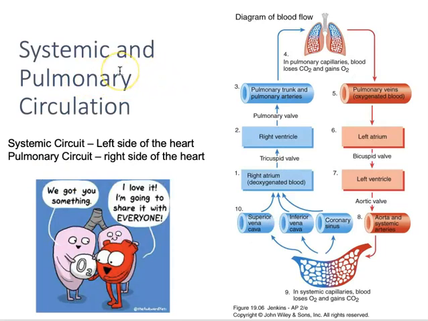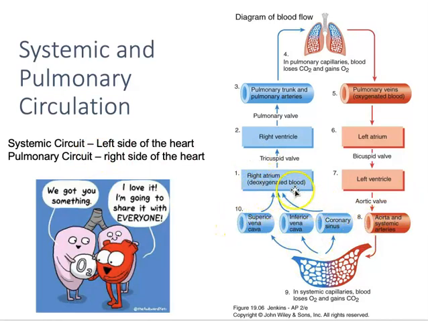Let's just quickly talk about the systemic and pulmonary circuits. The systemic circuit is the left side of the heart, and the pulmonary circuit is going to be the right side of the heart, as we just mentioned a little while ago. Systemic simply means it is going out to your system or to all the other parts of your body. And then the pulmonary circuit is simply going to the lungs. So that's what you're seeing here.